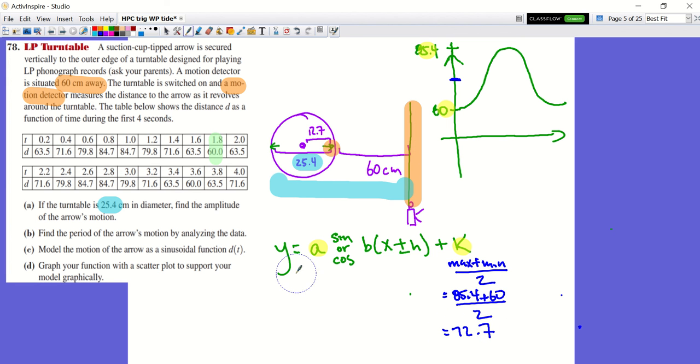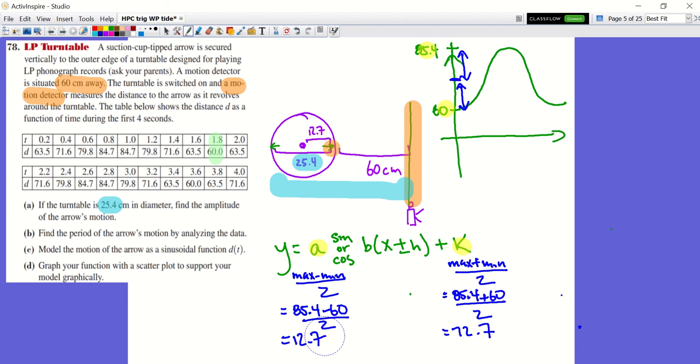A is literally just max minus min divided by 2, which will give you the height starting from the midpoint, the height from the midpoint, either one of those double-headed arrows. That's what we're solving for with A. So that's going to equal 85.4 minus 60 divided by 2, which gives us 12.7, okay?